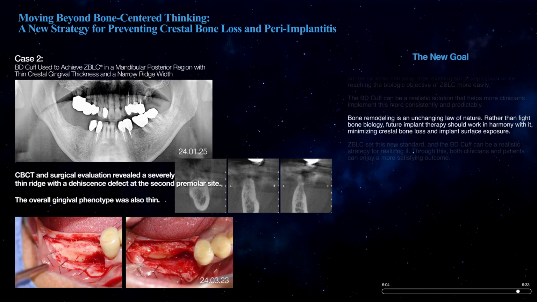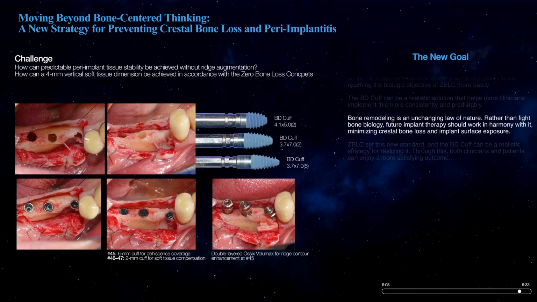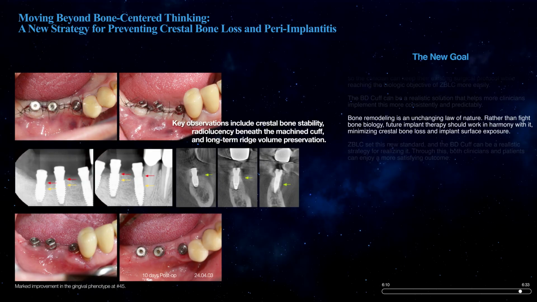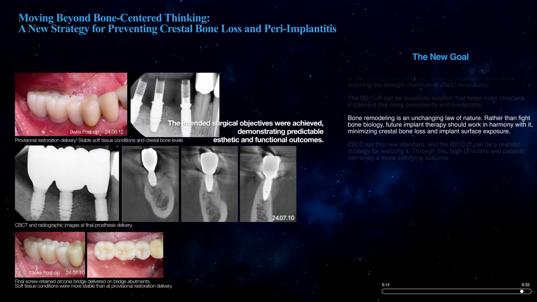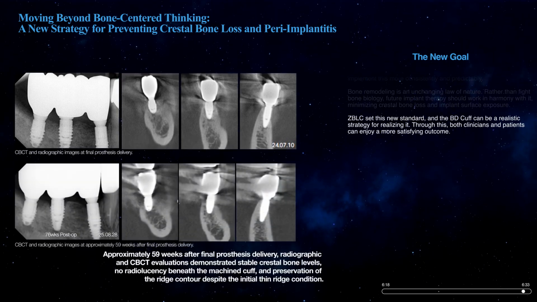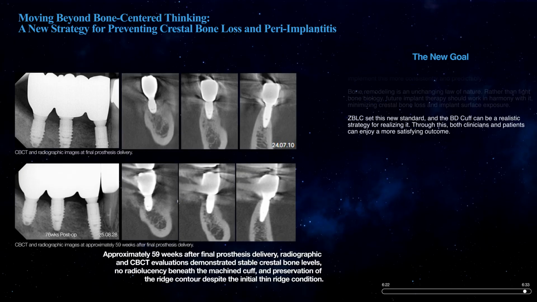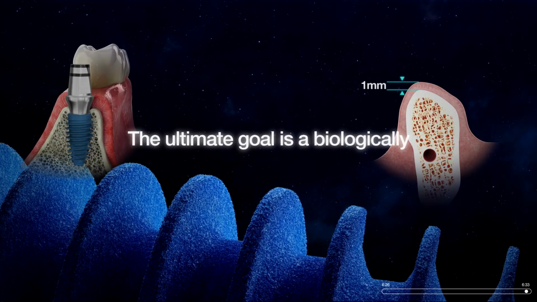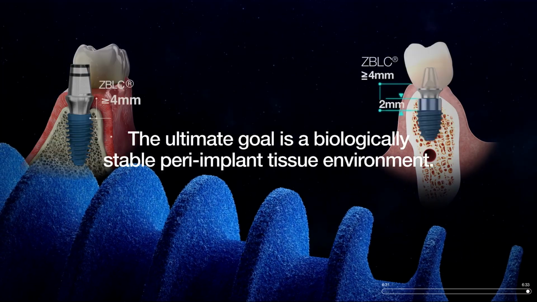Bone remodeling is an unchanging law of nature. Rather than fight bone biology, future implant therapy should work in harmony with it, minimizing crestal bone loss and implant surface exposure. ZBLC set this new standard, and the BD cuff can be a realistic strategy for realizing it. Through this, both clinicians and patients can enjoy a more satisfying outcome. The ultimate goal is a biologically stable peri-implant tissue environment.